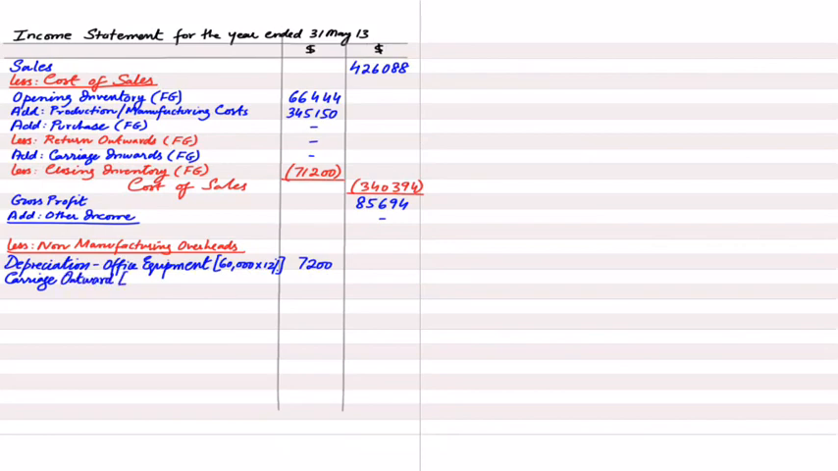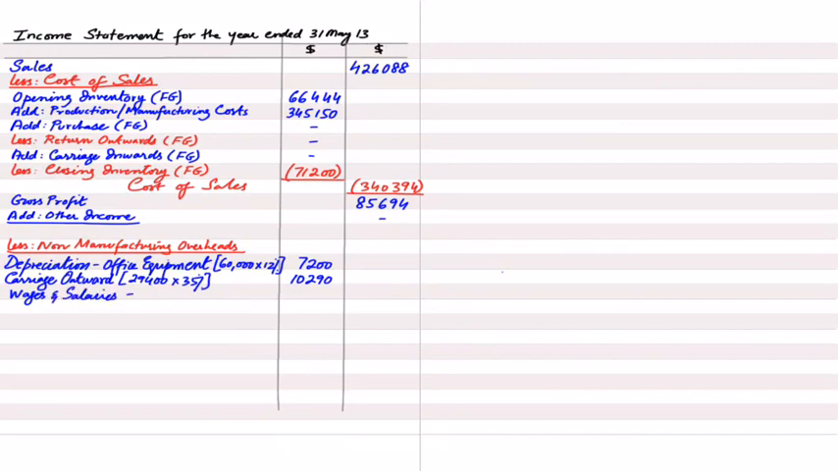Then we have carriage outward. As you may be aware, in this question, transport cost was 29,400, and in the notes we have already discussed that 35% of transport costs relate to delivery of finished goods. So we'll be multiplying 35% to this in order to get the carriage outward or delivery cost figure.